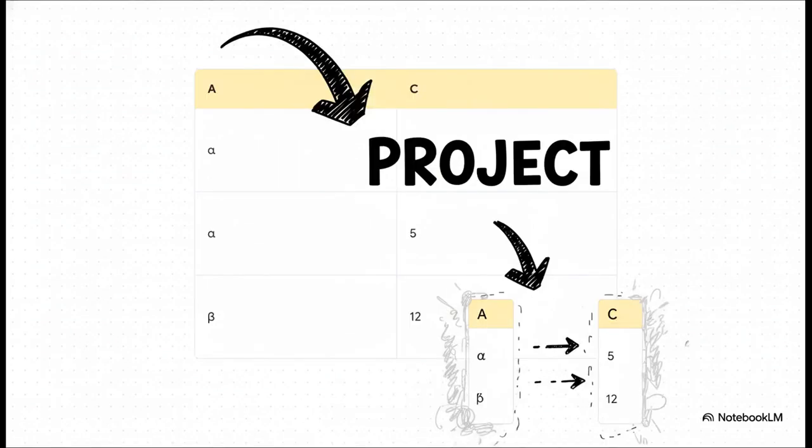And the next big operation is project. So if select is a filter for rows, project lets you pick and choose your columns. It basically creates a whole new, smaller table that has only the specific attributes you care about. It's perfect for creating simpler, more focused views of your data.